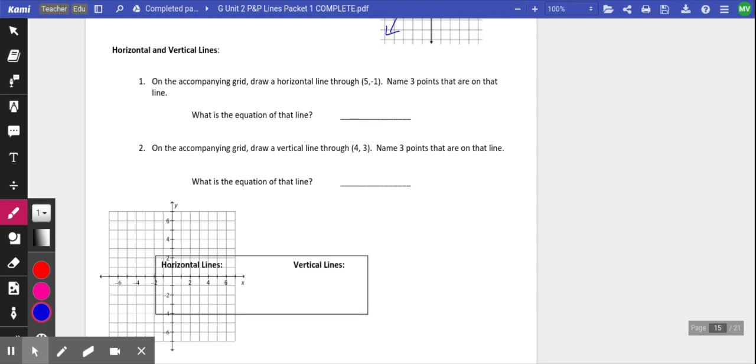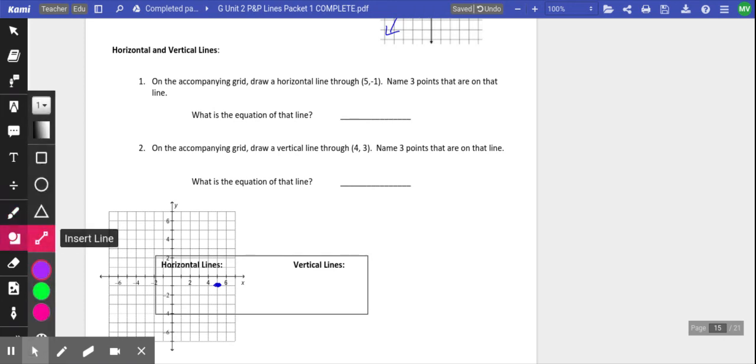So what it tells me to do is plot a line that's horizontal through 5, -1. So 5, -1 is over 5 down 1. And horizontal is going left and right. Horizontal, you look at the horizon. So that gives me this purple line right here.